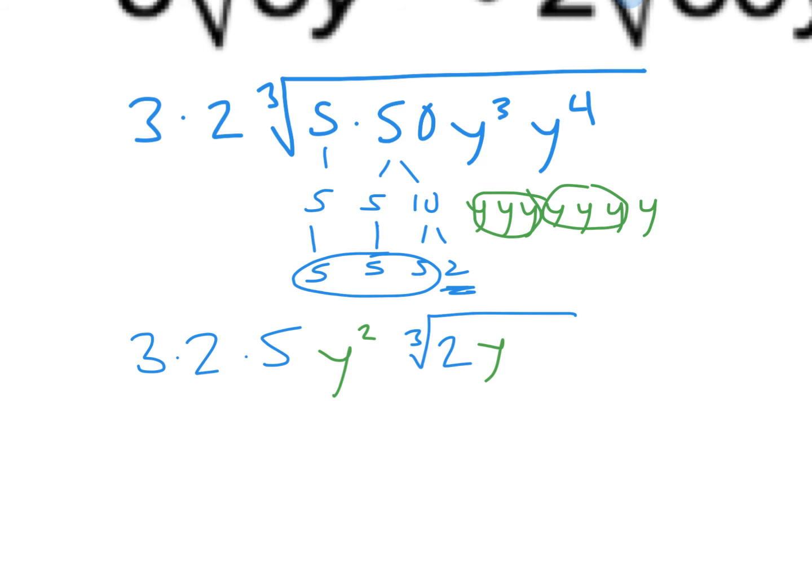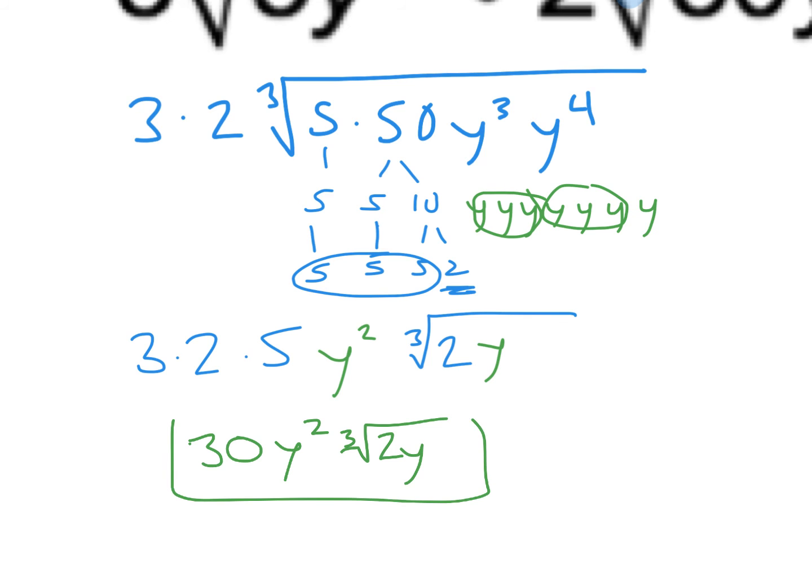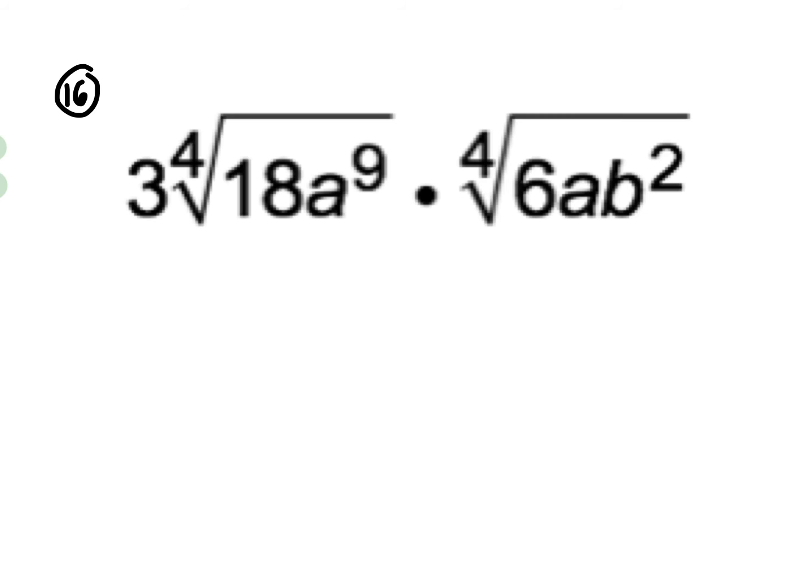So now let's multiply everything together. What's 3 times 2 times 5? 30. And then y squared. And then I have the cubed root of 2y. That's my answer.